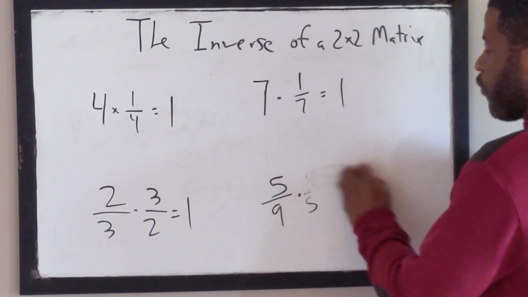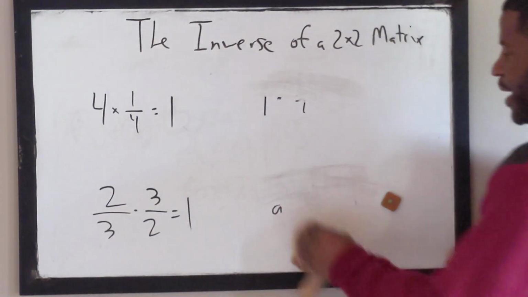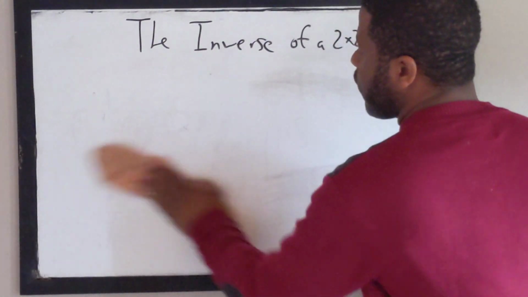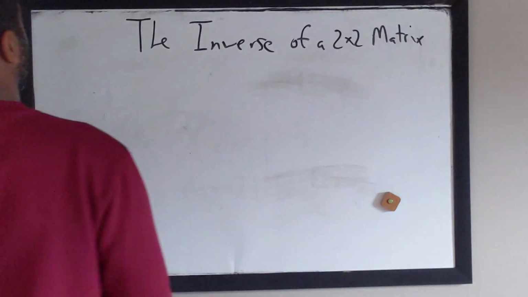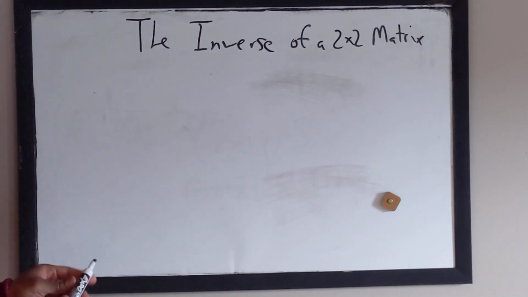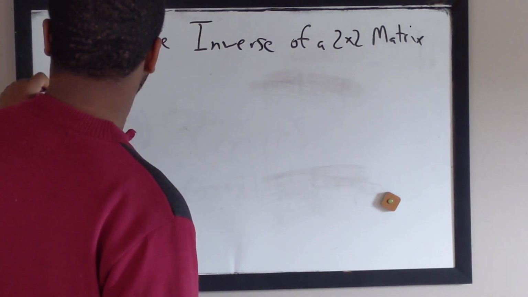Now, we have to move forward. Okay, so look, we have to move forward with that. Now, one thing that all those problems had in common, the answer ended up being 1. So now, y'all, let's talk about the inverse of a matrix. The definition.